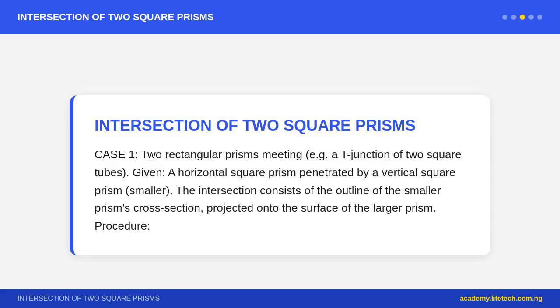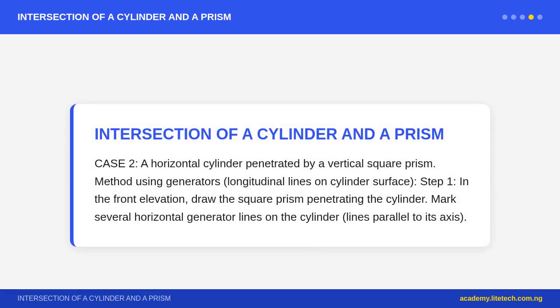Case 3. Intersection of two cylinders at right angles. The method is similar. Use generators on the horizontal cylinder, find where each generator intersects the vertical cylinder surface, and project back. The intersection curve can be quite complex. It is a three-dimensional curve that appears as a smooth sinusoidal-like shape in elevation views.